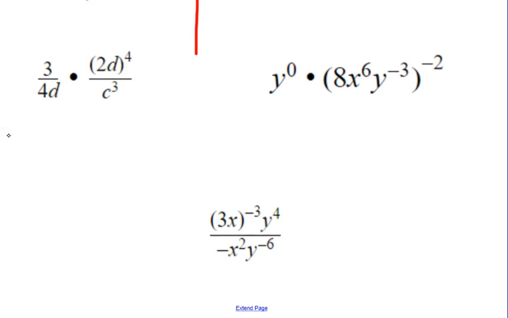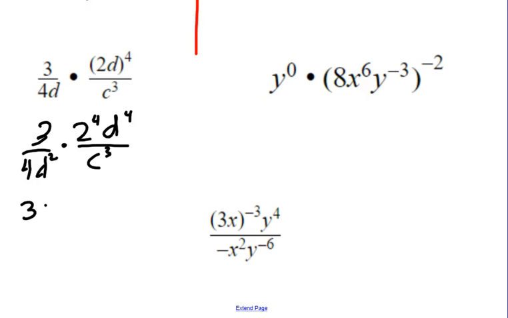Now, this one again, let's simplify. We do exponents before we do multiplying. So we have 3 over 4d squared times 2 to the 4th d to the 4th over c cubed. Okay, but 2 to the 4th, that can be simplified. That is 16. And I'm going to combine the numerators all into one big numerator.